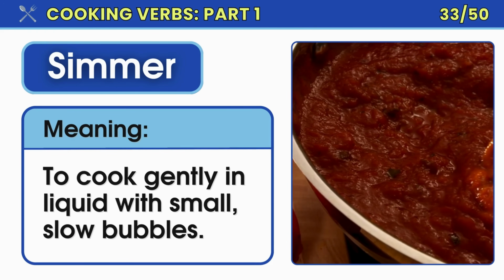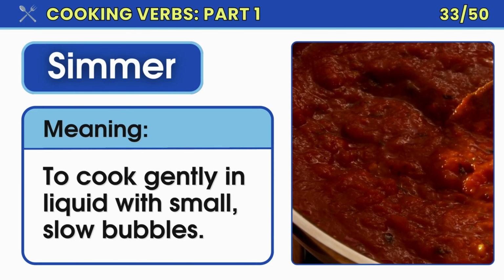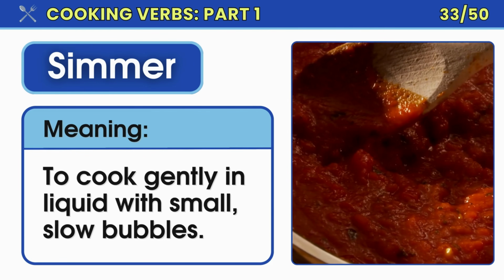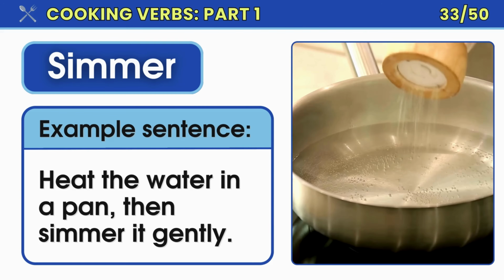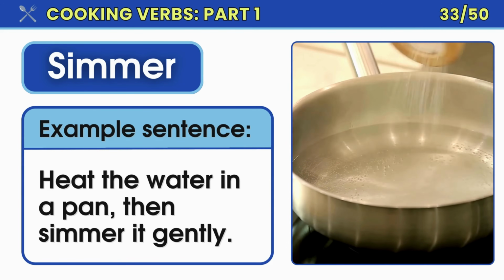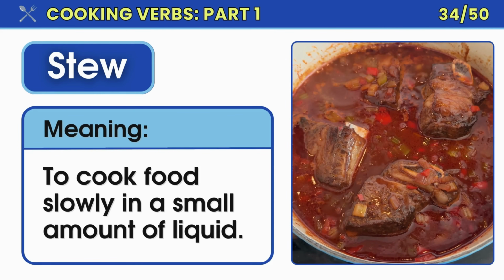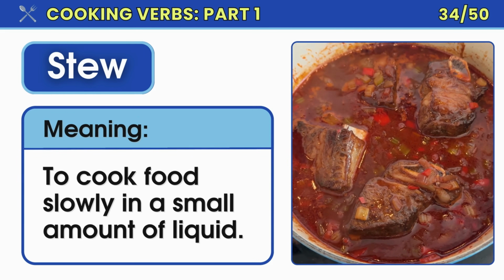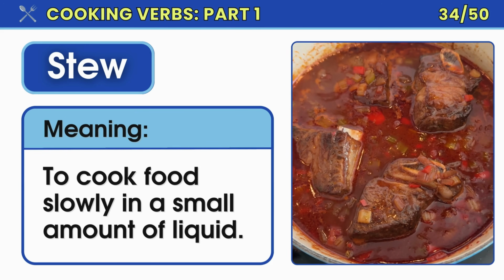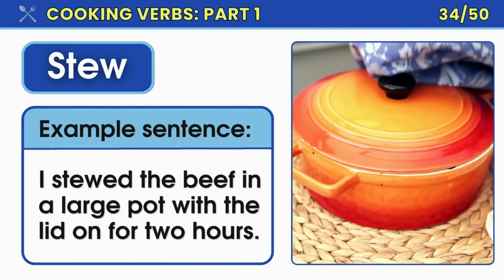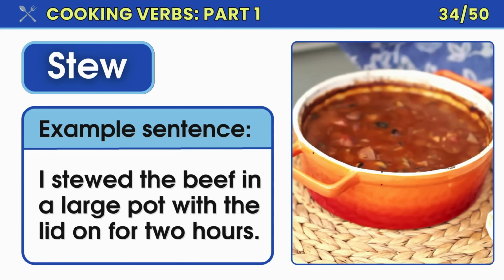To simmer means to cook gently in liquid with small, slow bubbles. For example, heat the water in a pan, then simmer it gently. To stew means to cook food slowly in a small amount of liquid. For example, I stewed the beef in a large pot with the lid on for 2 hours.